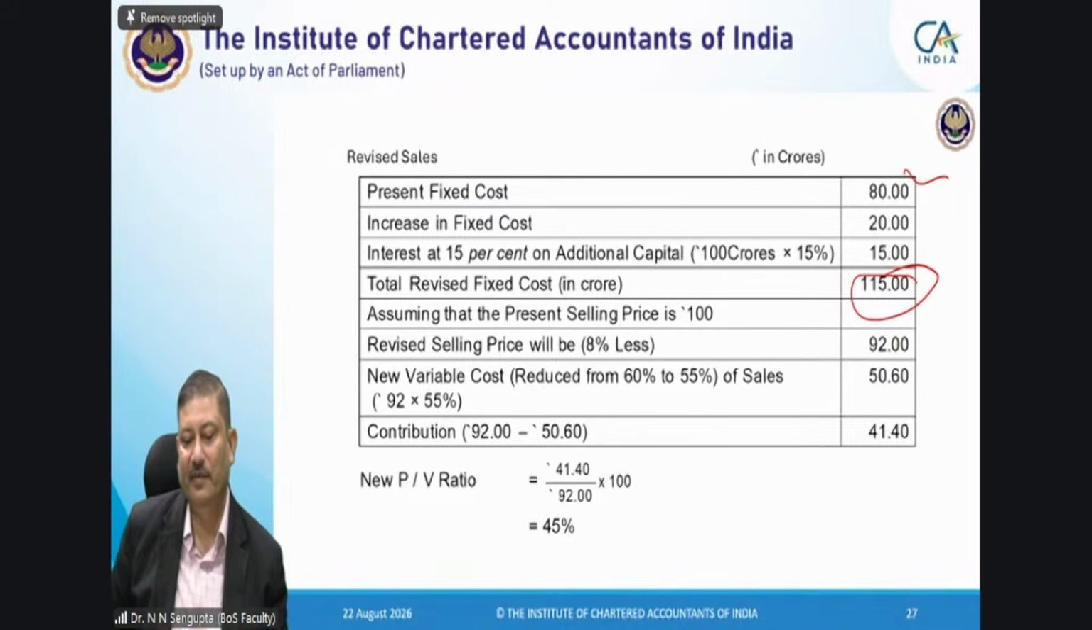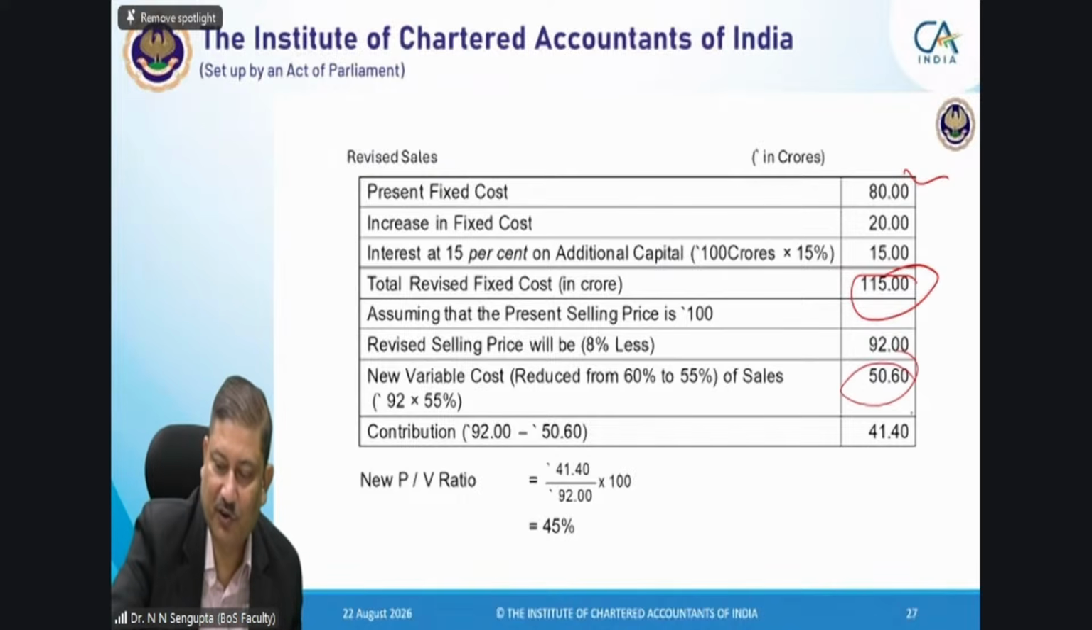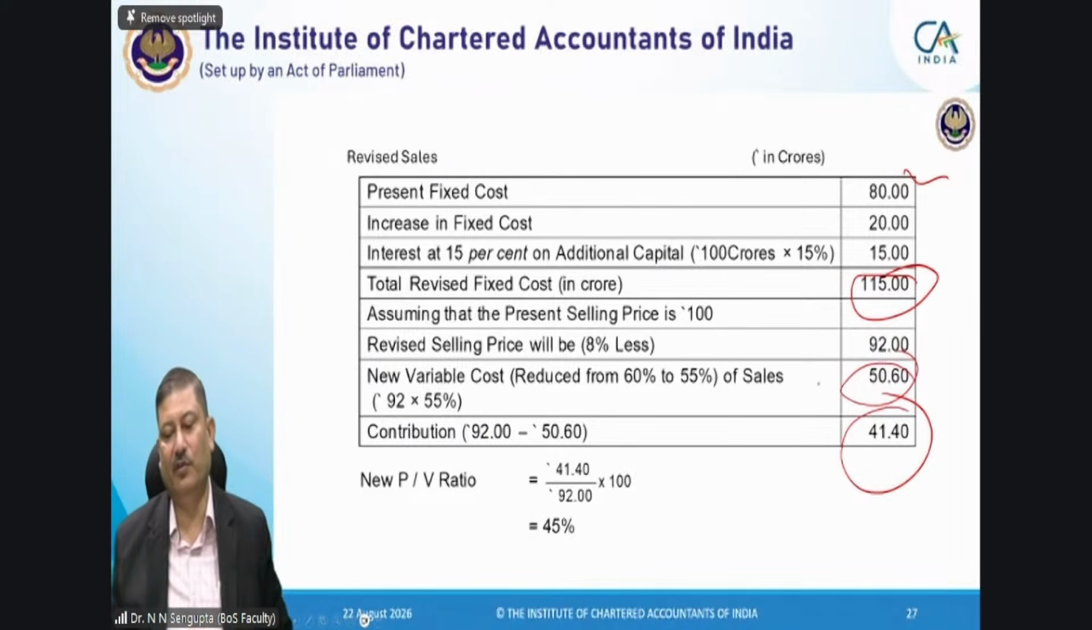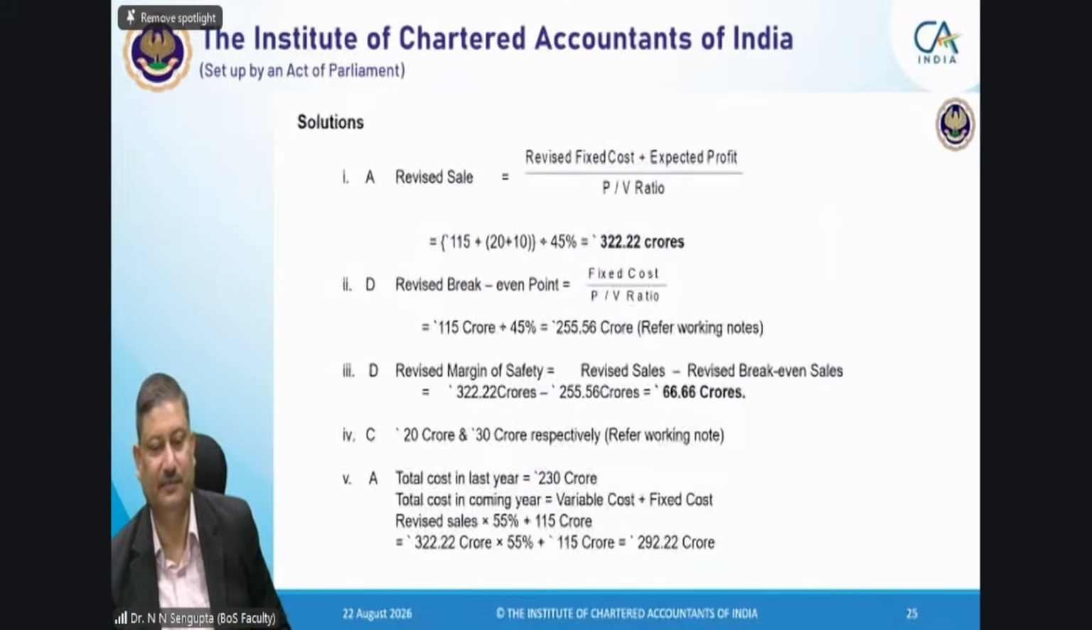So new variable cost, which will be reduced from 60 to 55, will be 50.60. So your contribution will be 41.40. So 41.40 divided by 92, so you will get a new PV ratio. Now, once you are able to calculate the new PV ratio and revised fixed cost, I think your job is more than easy, and you can deal with the question very easily.